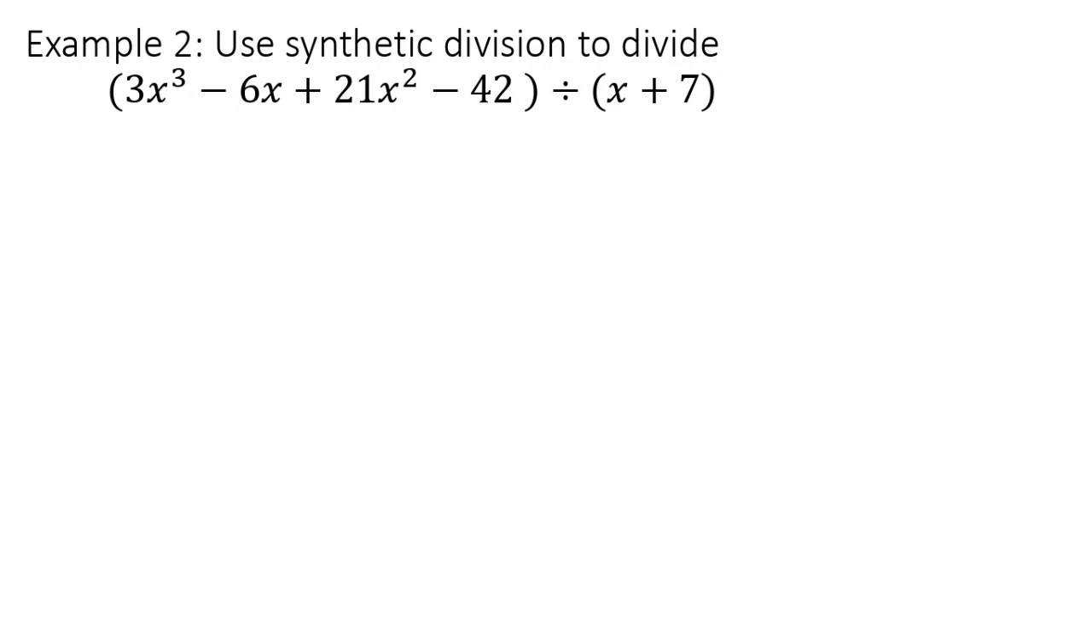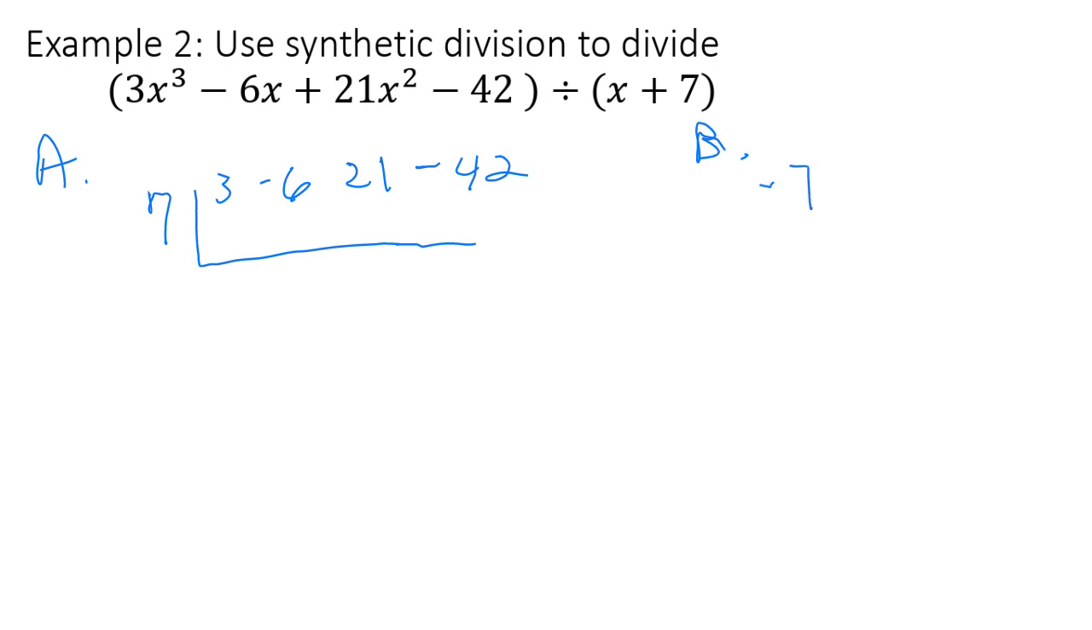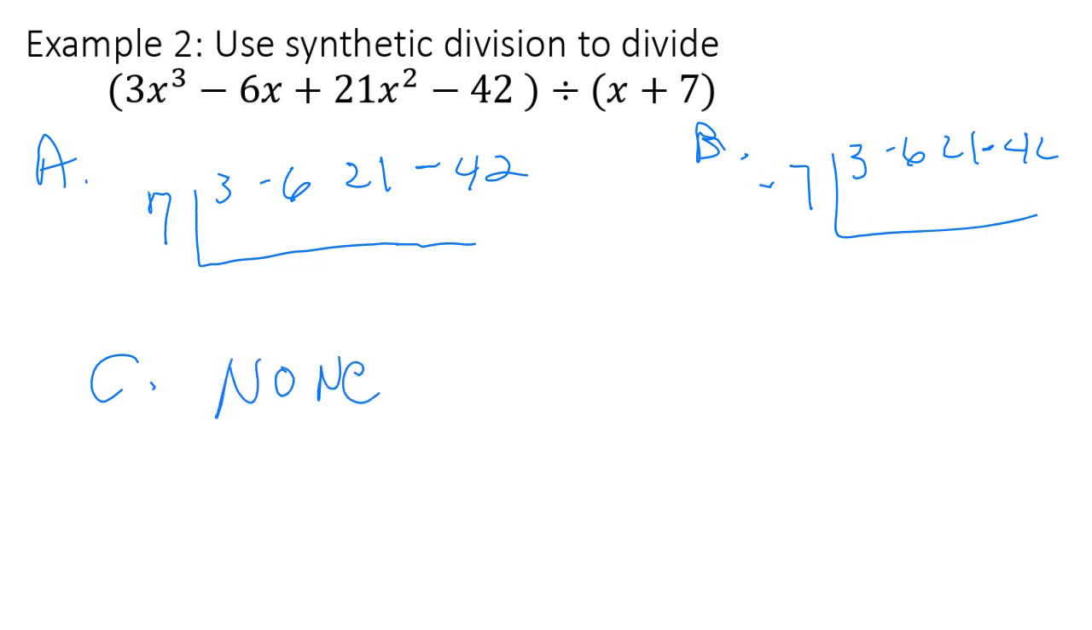Use synthetic division to divide 3x cubed minus 6x plus 21x squared minus 42. So our first step, or let me ask you, you tell me if I did this correct. So my c is going to be 7. You guys tell me if I did it correct. I'm going to write 2, and then you guys can tell me which one it is. So it's A, or I have B, or C. Okay, so which one is correct?